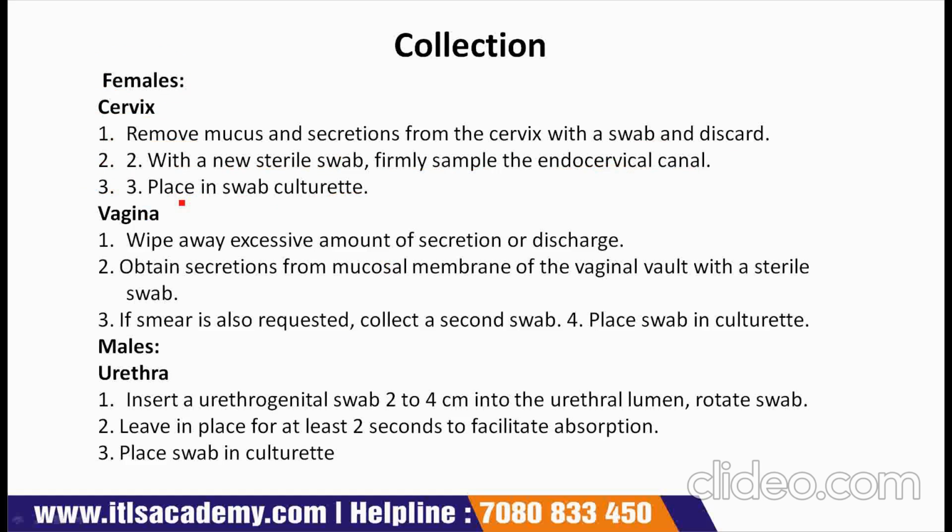Let's see how the sample is collected from vagina. First point is, wipe away excessive amount of secretions or discharge. Next point is, obtain secretions from mucosal membrane of the vaginal wall with a sterile swab. Third point is, if smear is also requested, collect a second swab. And the fourth point is, place swab in culturette.